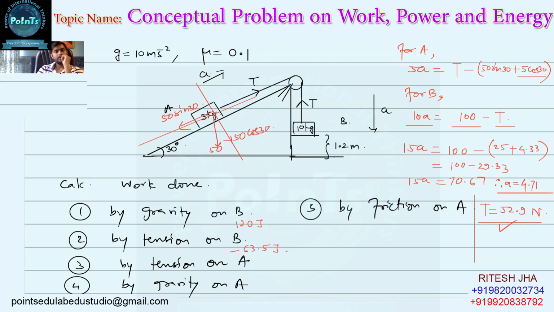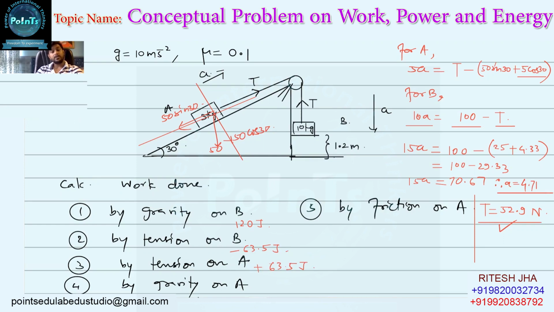What is the work done by tension on A? The work done by tension on A will be positive. Just from a common sense standpoint, 10 kilograms moving 1.2 meters this way will result in a shift like this, so this should also move 1.2 meters. The displacement on A should be 1.2 meters. So it'll be basically the same, 63.5.